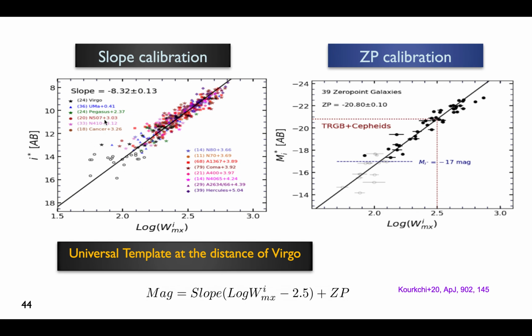Here, what I am showing you is all of these clusters that we've used: Virgo, Ursa Major, Pegasus, Coma, and the other galaxies in different colors. They are all moved to the distance of the Virgo cluster, and this is the 0 point difference between Virgo and Ursa Major, for example, and the other clusters as well. And here I'm showing all the 0 point calibrator galaxies in black. Based on these galaxies, I've measured the 0 point of the observation.